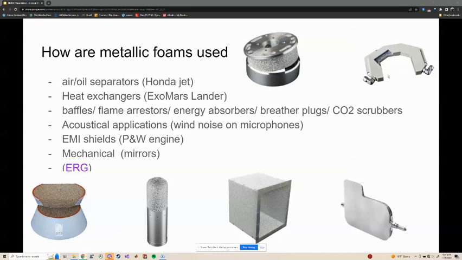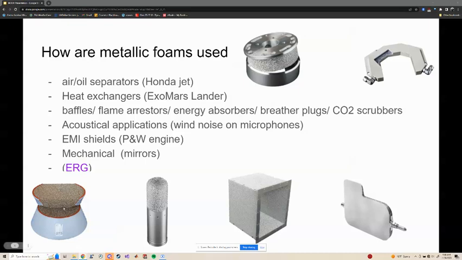This heat exchanger was used on the ExoMars lander, and again, a fluid or air being pumped through here will exchange a lot of heat due to the high surface area. Other applications include baffles, flame arresters, energy absorbers, breather plugs, and CO2 scrubbers. Here's an example of a baffle. A baffle like this provides resistance to a liquid sloshing around. So this might be inside of a tank. So when the tank is only partly full, the liquid is limited in how easily it can slosh back and forth, yet the structure is porous enough that it can still drain through and be used.